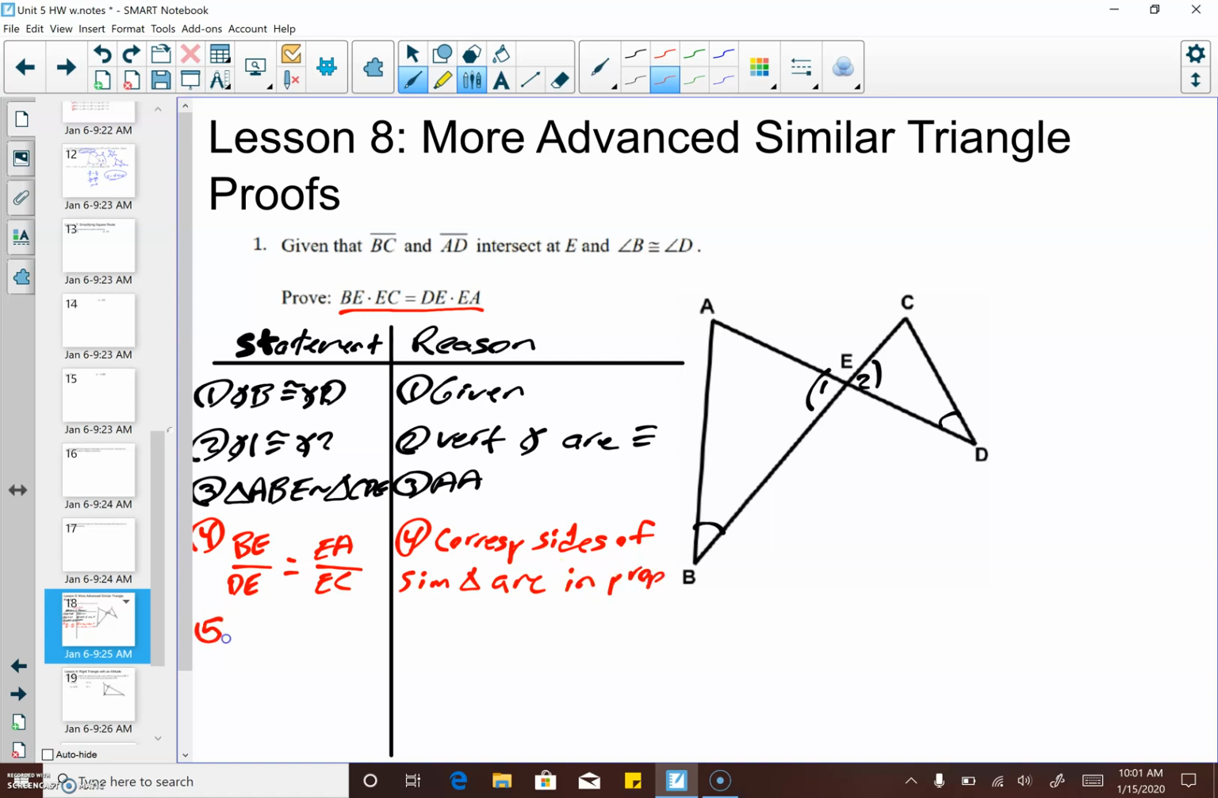And then our last piece here is the quick finish with the cross multiplication piece, which is our actual proof statement. So BE times EC is equal to DE times EA. And that's going to be the product of the means equals the product of the extremes. And the means and the extremes are just names that they have chosen to represent the parts of the proportion that get multiplied together. And there's our similar proof.